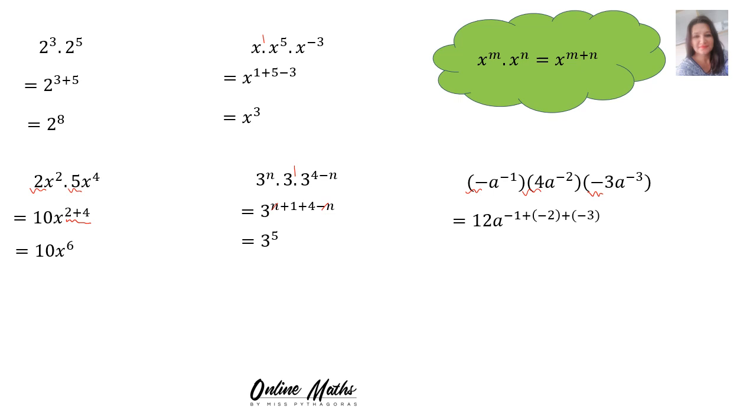And then on the exponents, when we multiply, we add exponents. Therefore, it's a to the negative 1 plus negative 2 plus negative 3, and then it's 12a to the negative 6, and then we don't write this with negative exponents, therefore it's 12 over a to the 6 with a positive exponent.